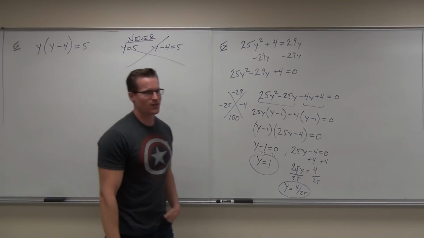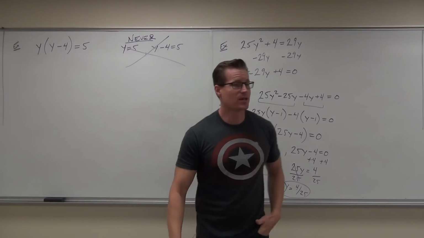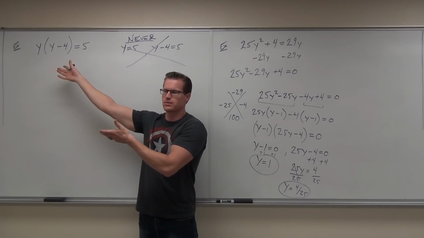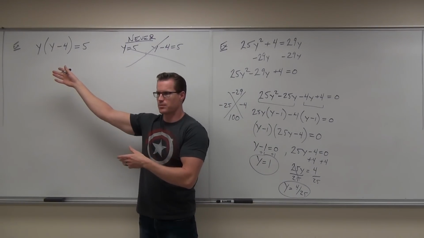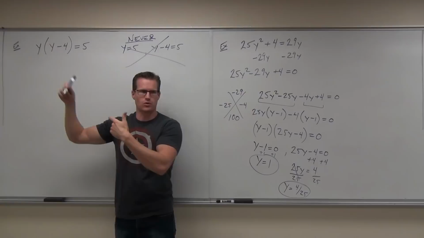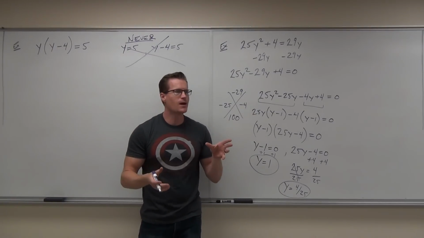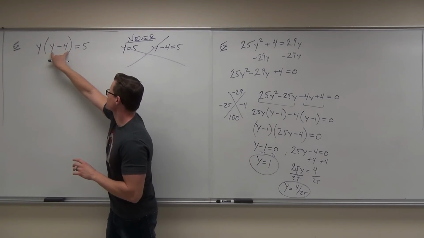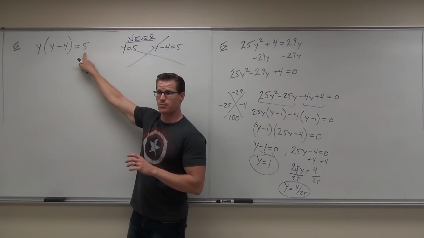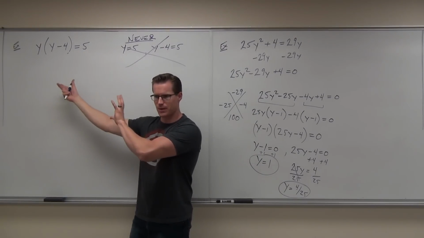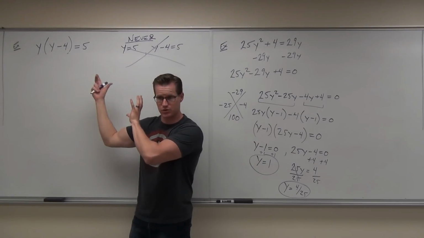Never, ever. You can't ever do that. Because why? Do we have a 5 product property? No, we have a 0 product property. This does not work, because you can find fractions that will make this work for an infinite number of possibilities. The only time that you can ever take this factor equals this number and this factor equals this number is when you have what number here? 0.